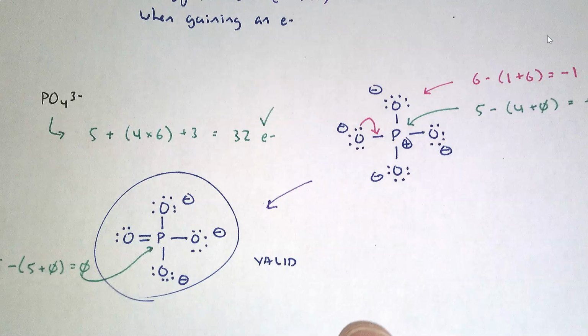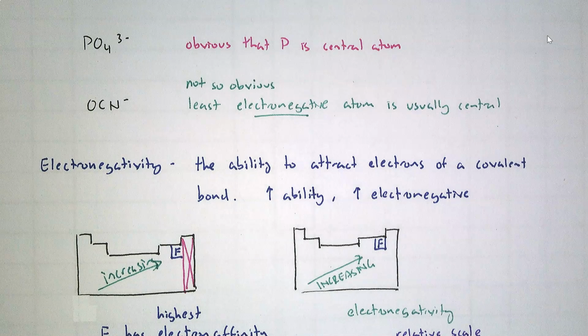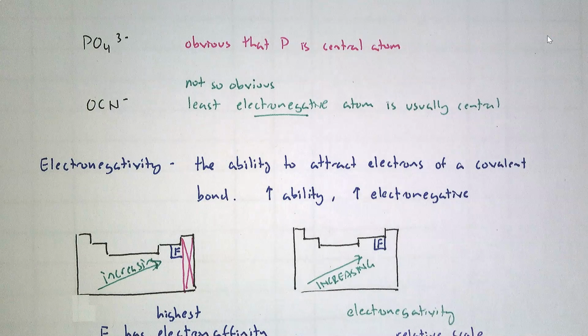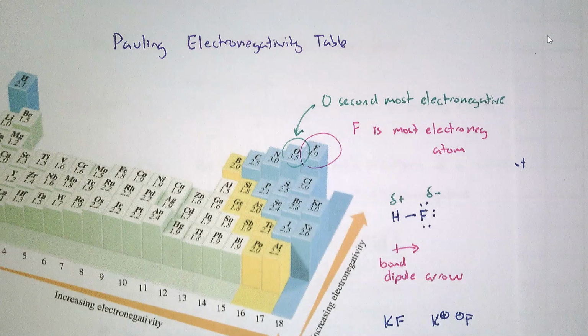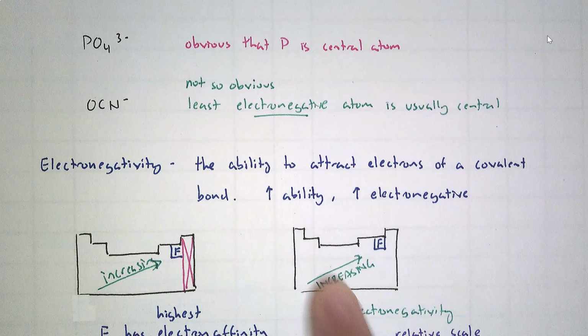Okay, let me take care of this weird one, OCN. But now we have a rule to determine what the central atom is. It's the one that is least electronegative. And yes, when you look at the Pauling electronegativity table, carbon is the least out of those 3 elements right there. But you don't need the electronegativity table. You know the trend already. As you go from left to right, it's increasing electronegativity.